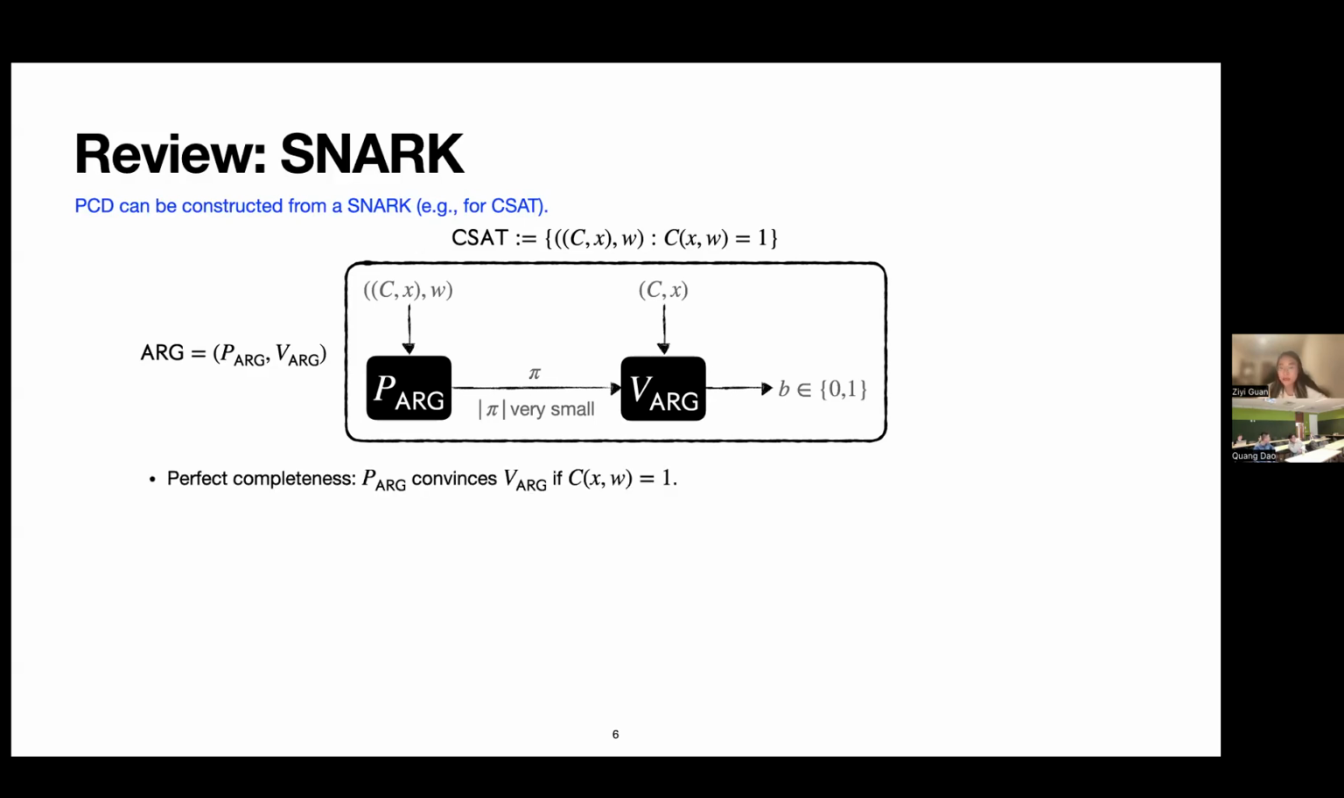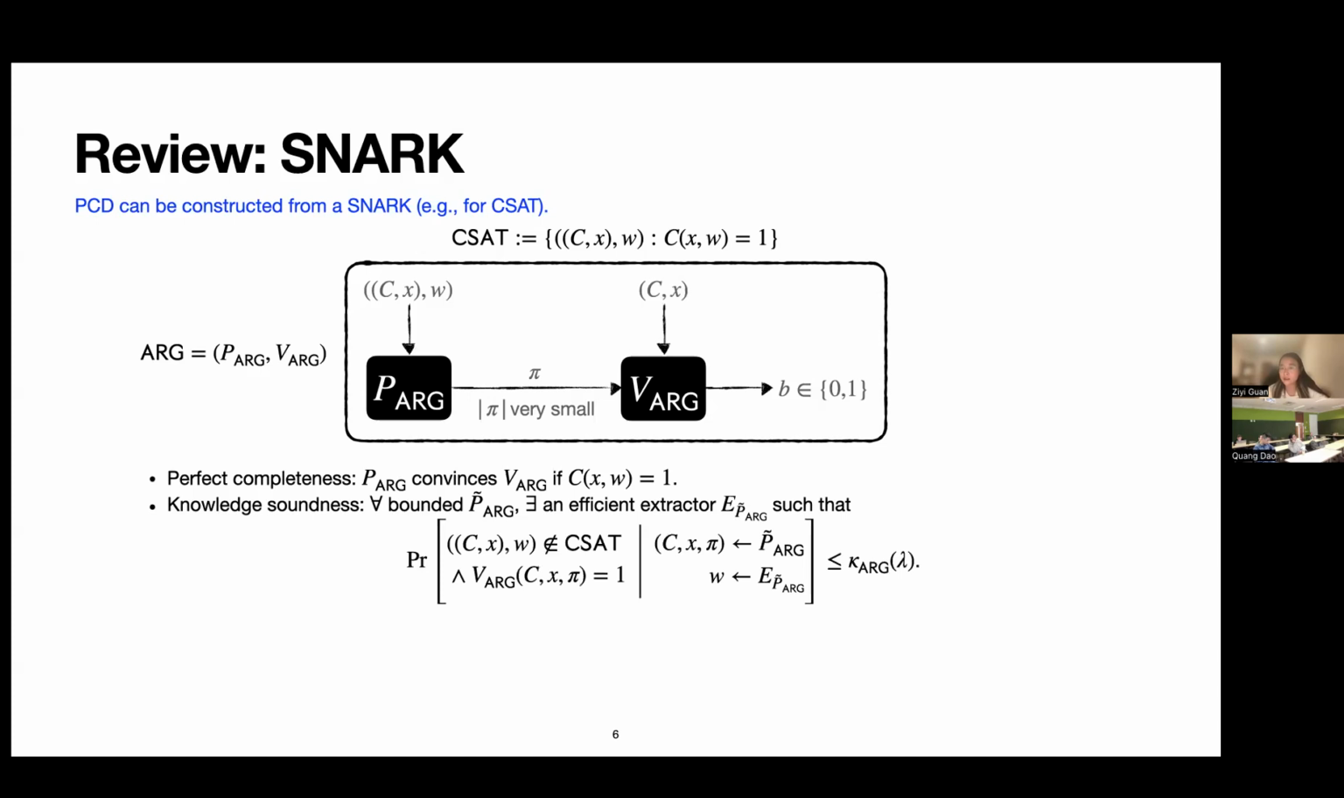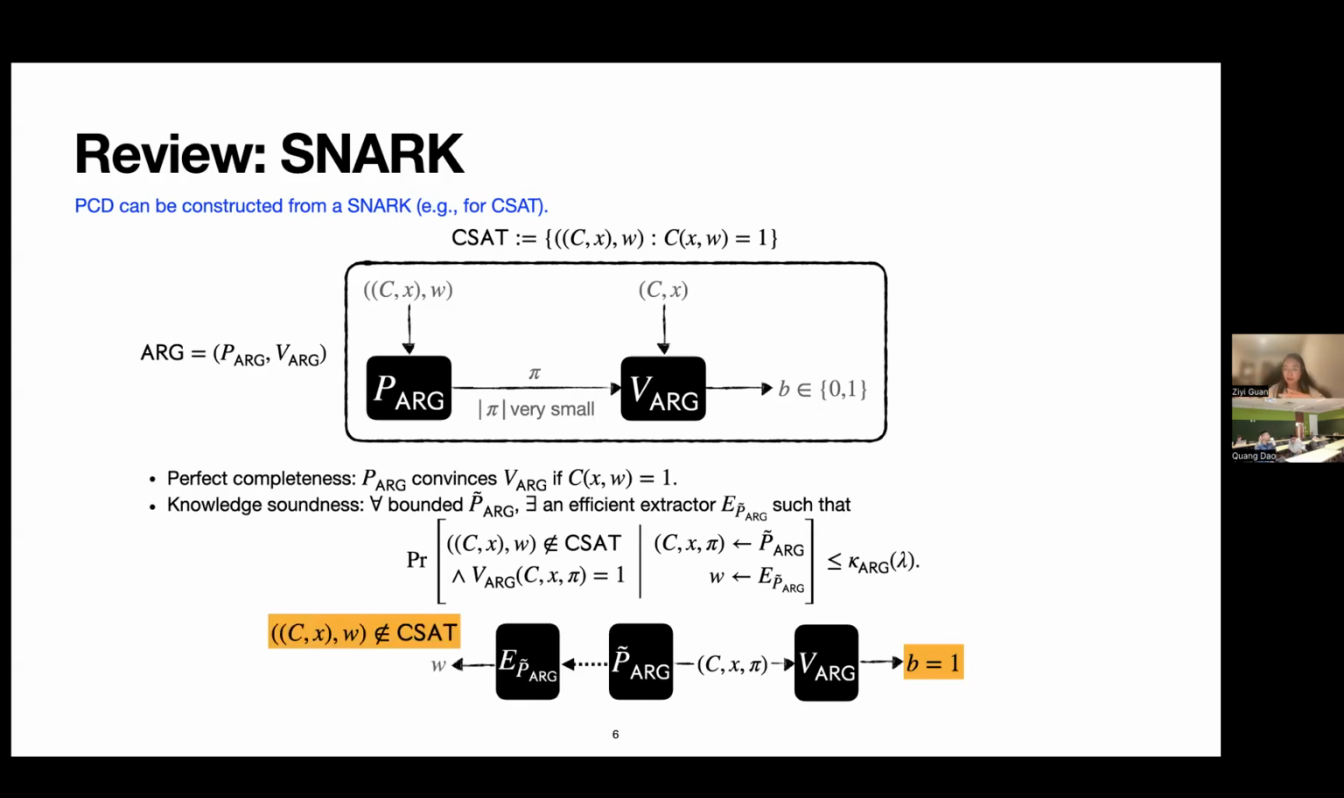And again, we would have some security notions that we care about for SNARK. We have our usual perfect completeness, and we also have a corresponding knowledge soundness. This knowledge soundness is defined similarly. It's defined for every bounded prover, and we say that there exists an efficient extractor such that the following event is true. The prover outputs some circuit C, input X, and the proof, the verifier accepts, while the extractor gets the information and outputs a witness. And we say that the event where the verifier accepts but the extractor fails is upper bounded by this kappa arg, which depends on the security parameter. Okay, that's a brief review about SNARK.